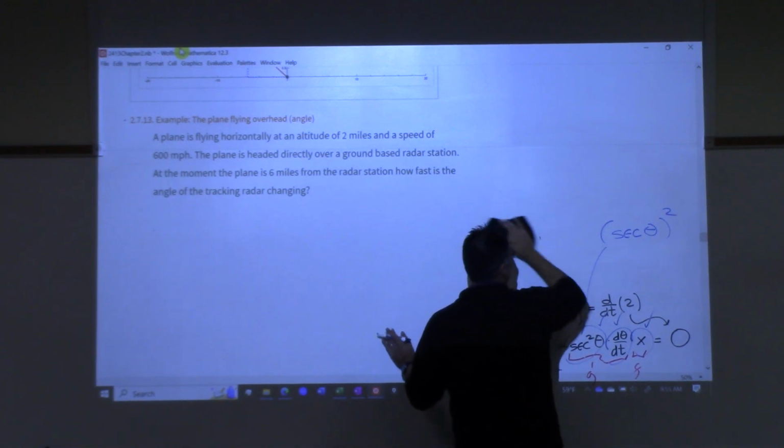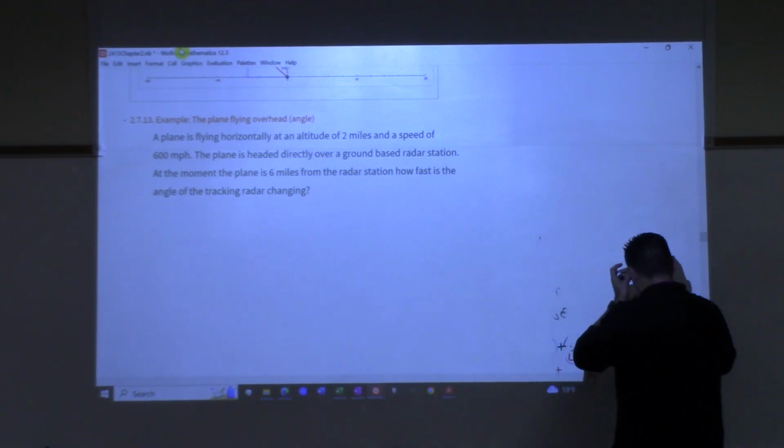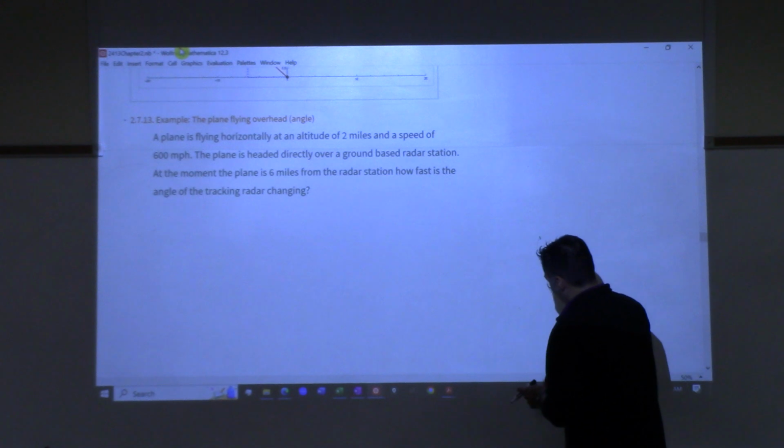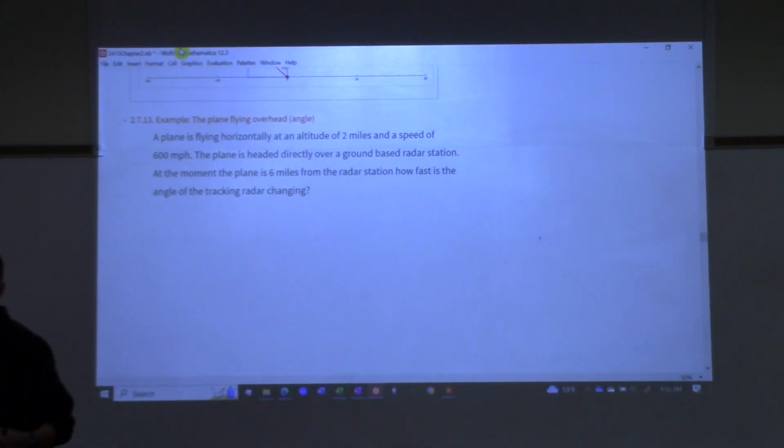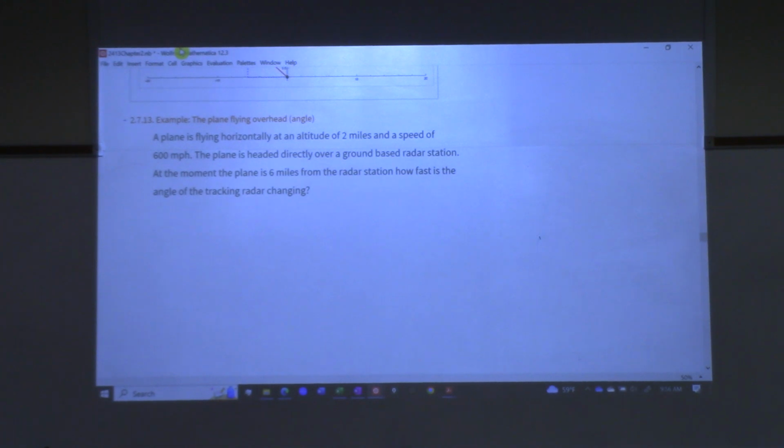I realize this is not great, but like I said, this is probably one of the most applicable ideas of the class. I mean, because you're actually looking at real physical situations.